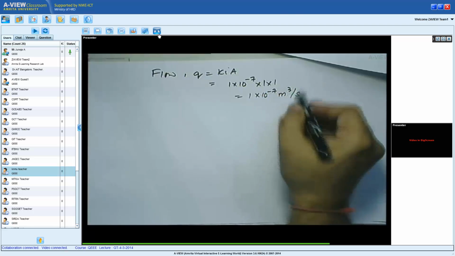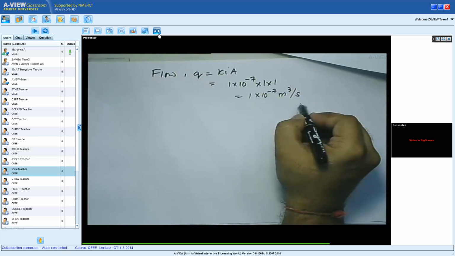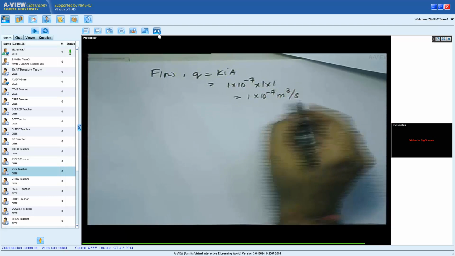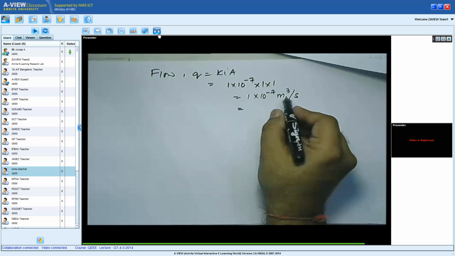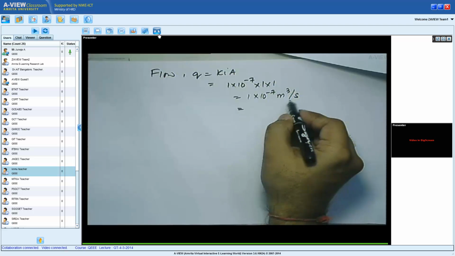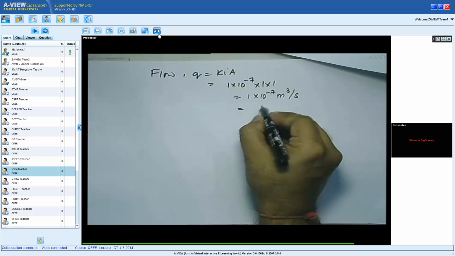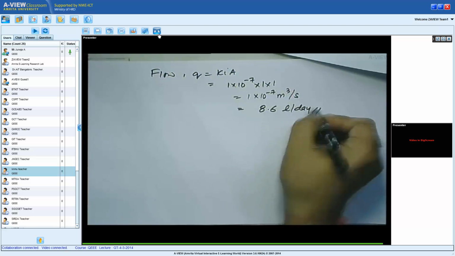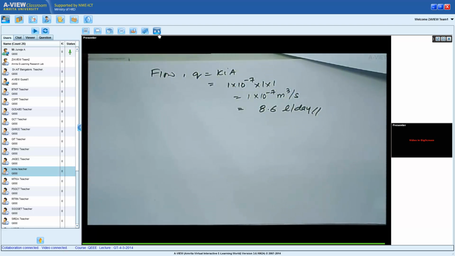Hold on, the question says do not calculate in meter cube per second. It says calculate in liters per day. So you can plug in your number, convert meter cube to liters and second to days. You should have an answer which gives you 8.6 liters per day. Okay? You lose 8.6 liters per day in this condition.